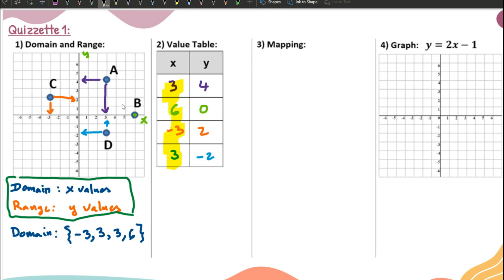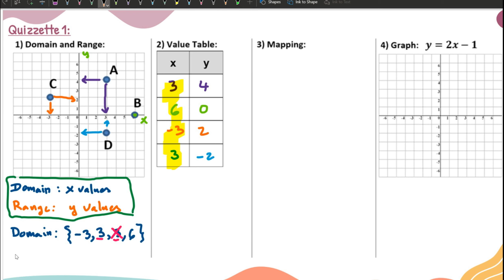Now there's a little thing you need to remember. If any number is repeated twice, like your 3 repeated twice, you only write it 1 time. You don't have to write it more than 1 time. If a number repeats more than 1 time, you only write it once.